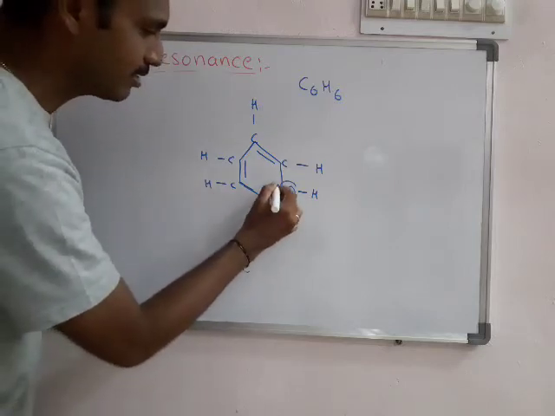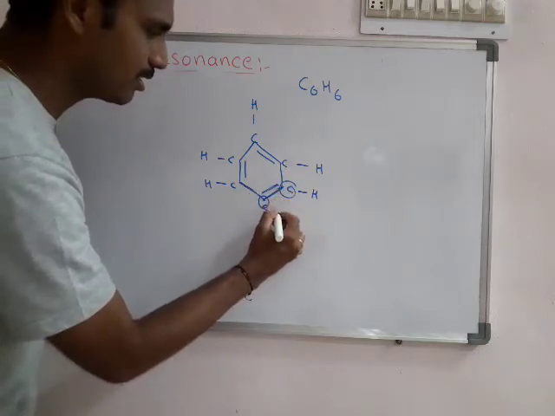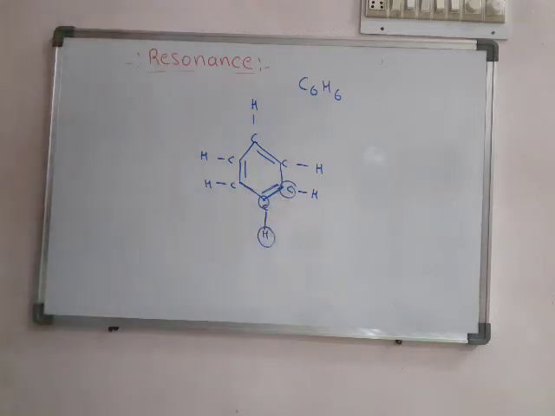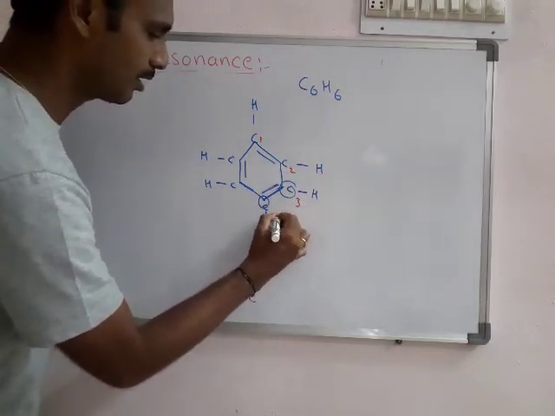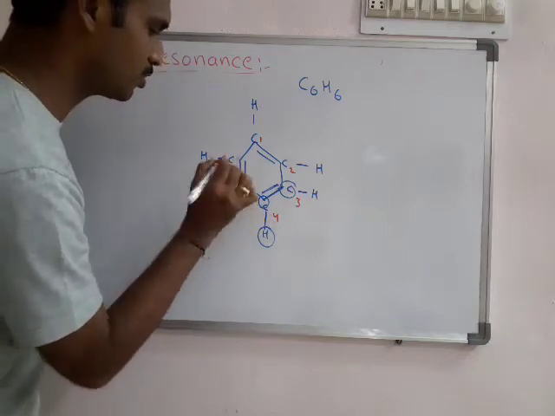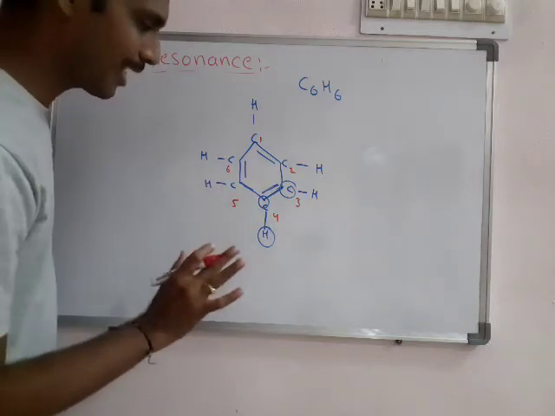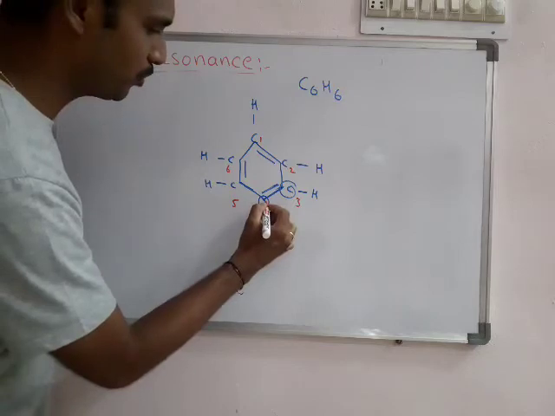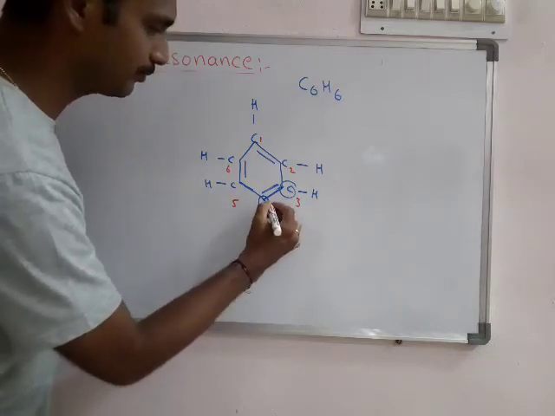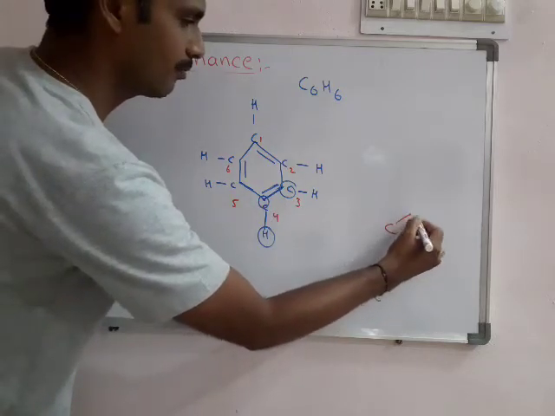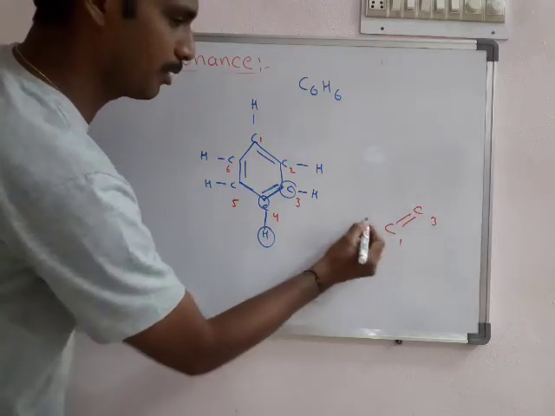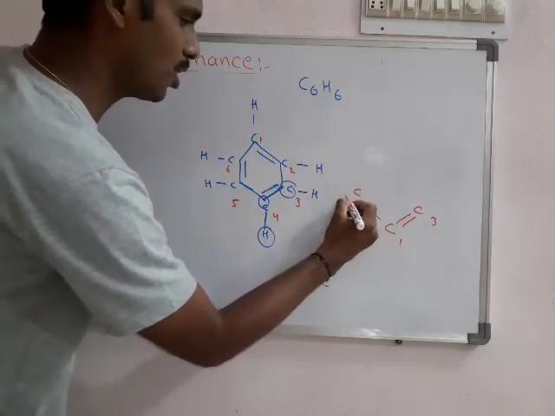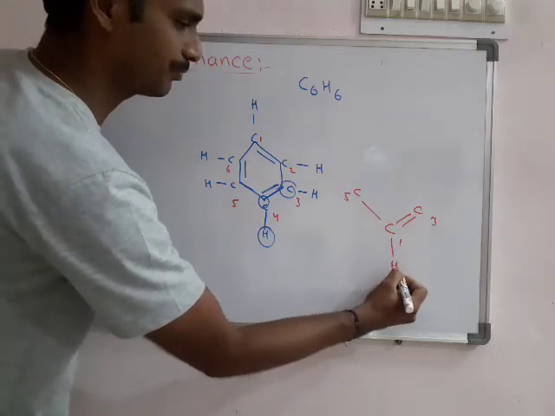There is a double bond present between the first carbon and the next. Let us give numbers to these carbons: 1, 2, 3, 4, 5, 6 carbons are there in total. Now we observe the 4th carbon. The 4th carbon has one hydrogen. It has a double bond with the 3rd carbon and a single bond with the 5th carbon.